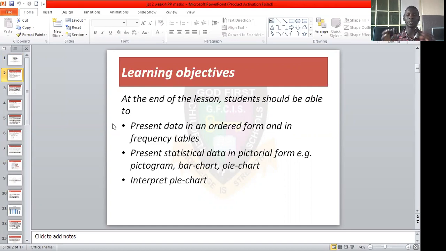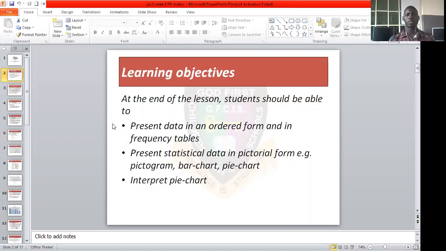That is, it is in a random form, a scattered form. Those kinds of data that are not in an orderly manner, we call raw data. Data that are not well arranged, and there are several ways that we can arrange data. I will look at that as we go on in the topic. And a frequency table is another manner of arranging data. You prepare a frequency table, you put your information, and you get your frequency from the data given.